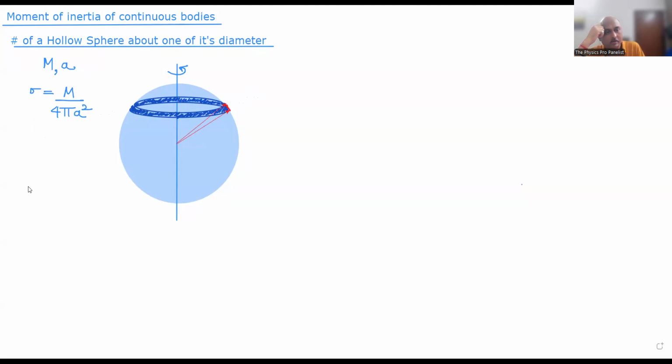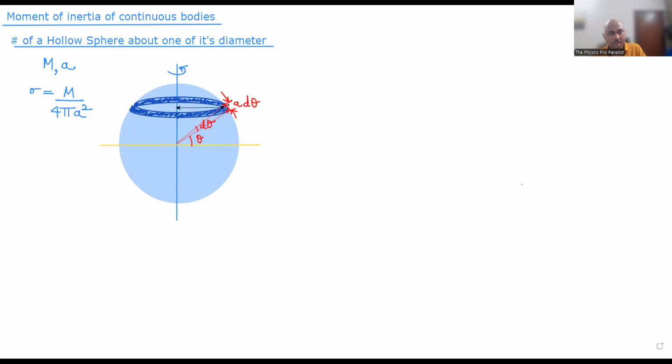So we are taking at an angle theta from the horizontal. We are taking a small increment in theta, which is d theta, and this length, the width, is a d theta. I hope all of you understood this. Yes or no? Yes, sir.